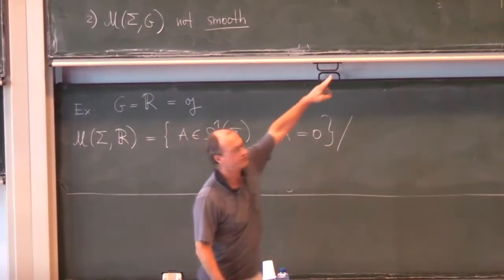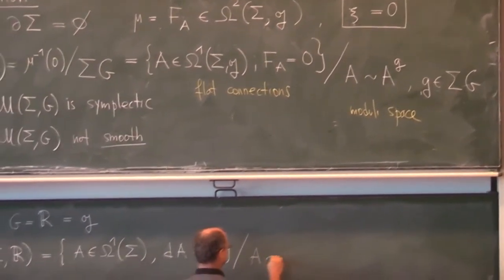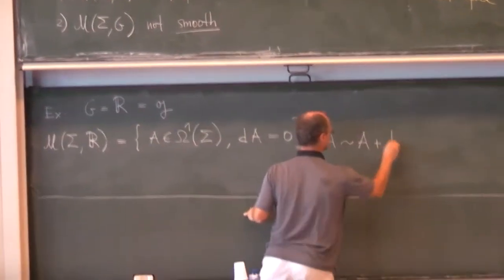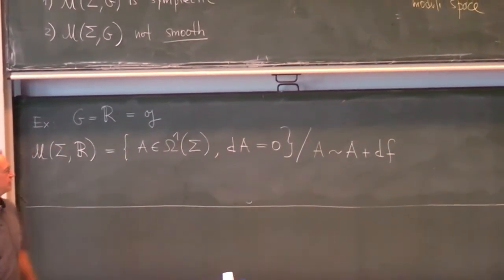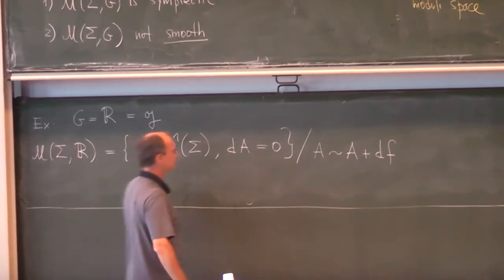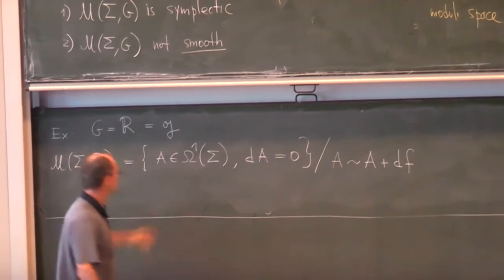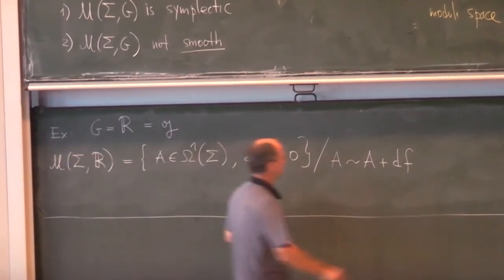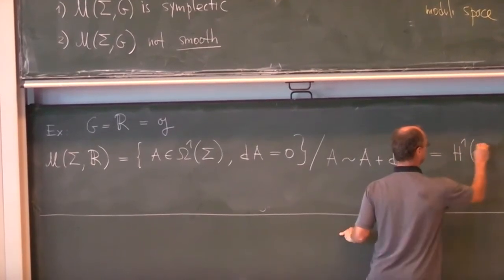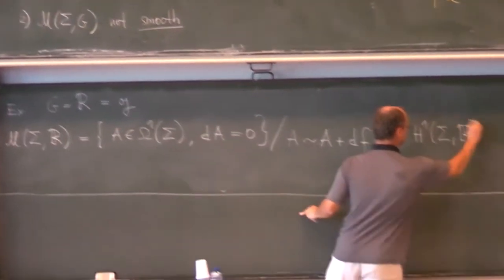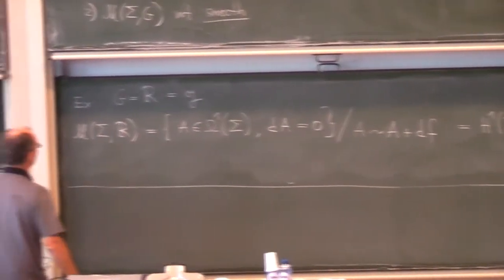And what will be this relation now? Let me write it this way. So check that in the abelian case, the gauge transformations will be just adding an exact form. So in other words, these are closed one forms modulo exact forms. Or, by definition, this is just the first cohomology of sigma.